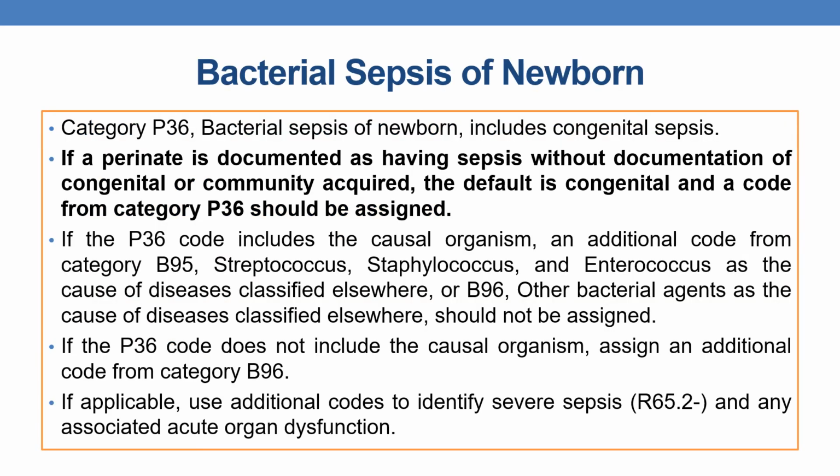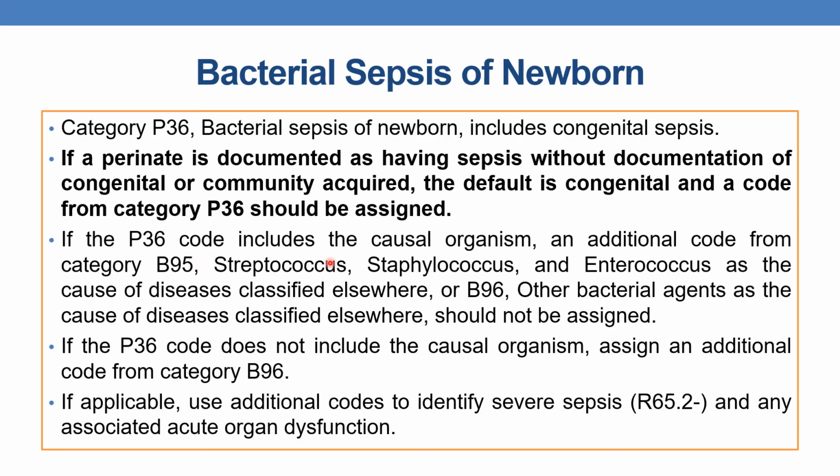Now coming to bacterial sepsis of newborn, category P36 should be indicated. Whenever sepsis occurs in newborn, you need to code category P36. Bacterial sepsis of newborn includes the congenital sepsis. If a perinate is documented as having sepsis without documentation of congenital or community acquired, the default is congenital and the code from category P36 should be assigned.